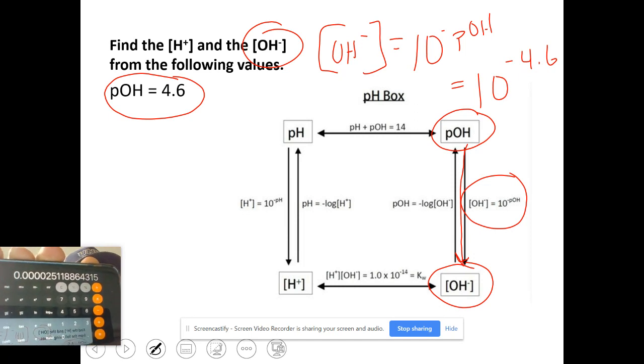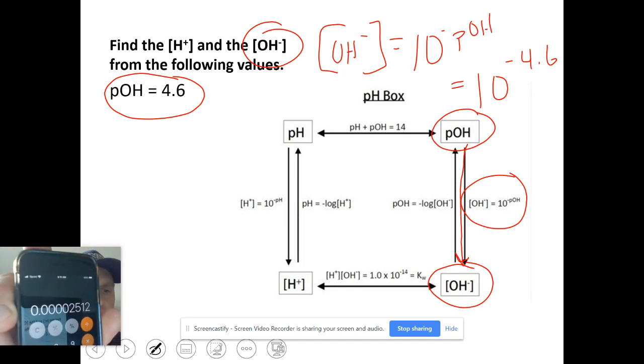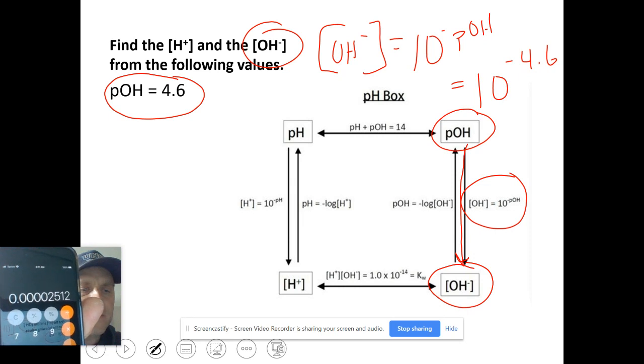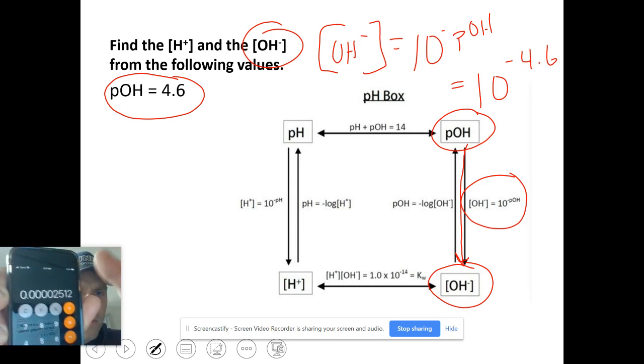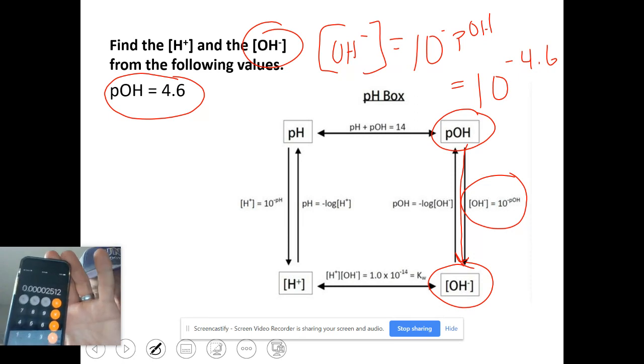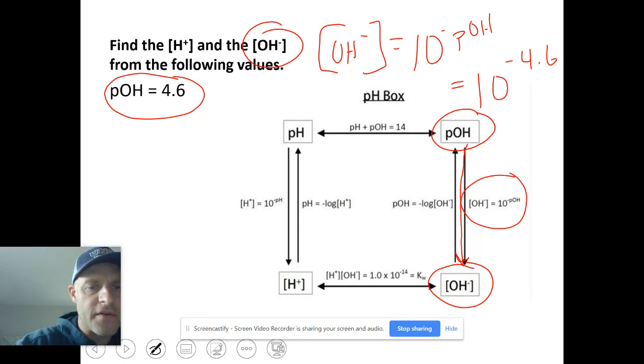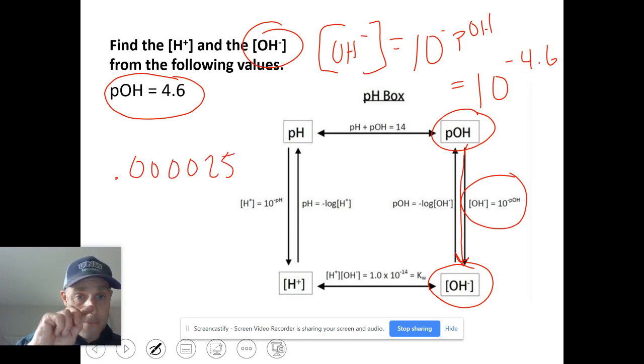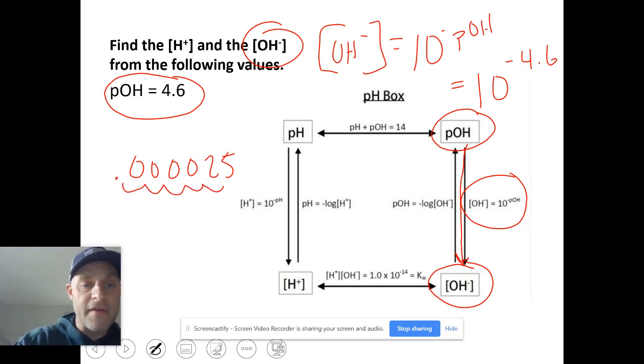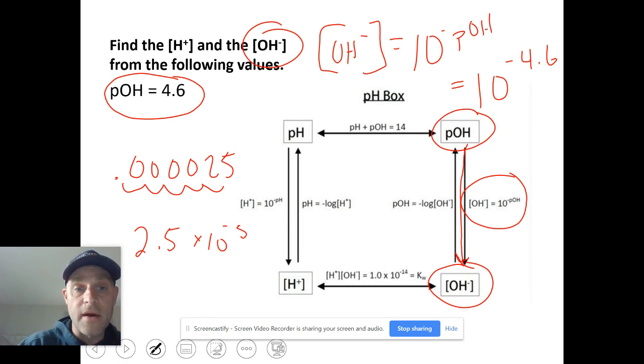Okay, and again, if you want that in scientific notation, it's small enough that it won't give it to you, so you can count over from the decimal. How many zeros are on there? 4. So here we go, your answer is 0.000025. I could stop there, or I could count 1, 2, 3, 4, 5 and write 2.5 times 10 to the negative 5. Either one, that's the concentration of OH.